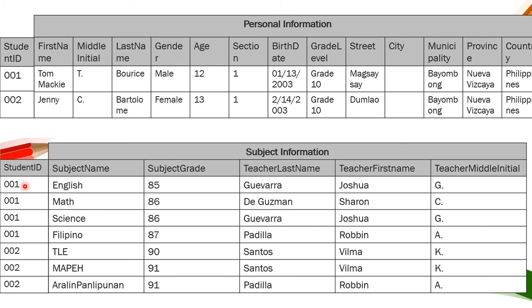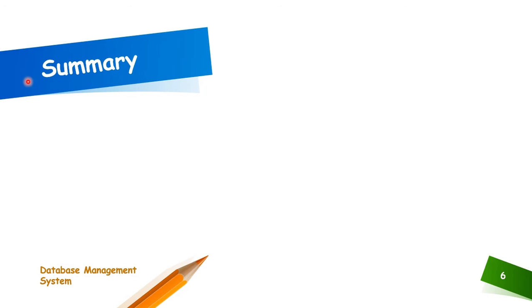Okay? So, yung student ID dito sa subject information pwedeng maduplicate kasi nga naka-assign siya as foreign key. Pero dito sa personal information, hindi siya pwedeng maduplicate kasi nga naka-assign siya as a primary key. So, primary key is a unique value while foreign key is accepting duplicated values. Okay, so yun ang pagkakaiba ng primary key and foreign key. And of course, once we said data refinement, we're going to assign the following field names into their respective table.